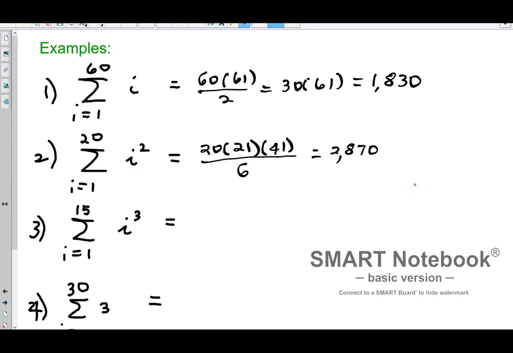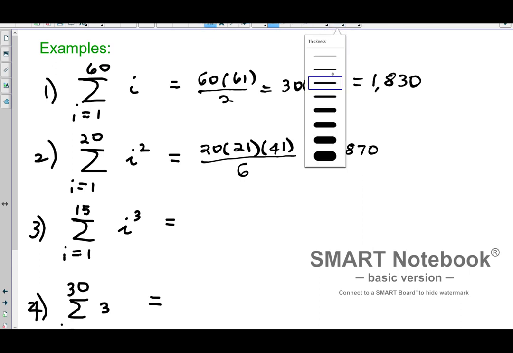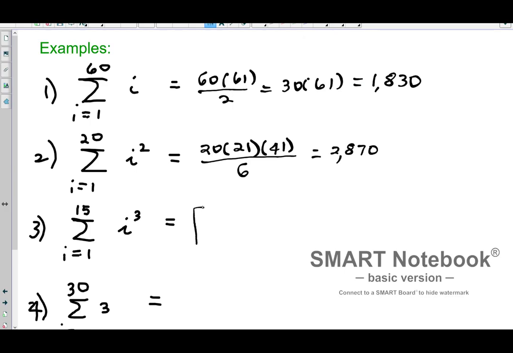Okay, summation of i to the third. So once again, we can go back and refer to the formula that we have just learned in the previous slide. Remember, that was the square of the first formula, so n times n plus 1 over 2 quantity squared. So your n is 15, so 15 times 16 all over 2 quantity squared. And again, you can simplify. 2 goes into 16 8 times. You do 8 times 15 and then square the entire quantity. You're going to get 14,400.